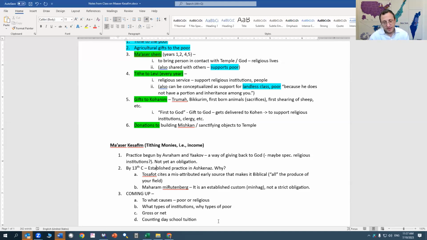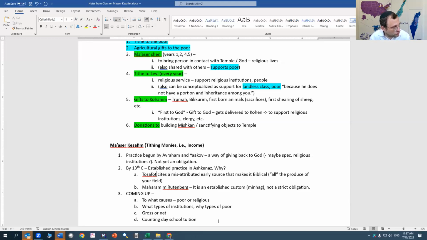That is a very ancient, well-established practice, already established by Avraham and Yaakov, and that's what you do, is you give a tenth back to God. In the time of Ashkenaz, as we said, we find that it had become somewhat of an established norm, and then the question becomes, what is the basis for it?